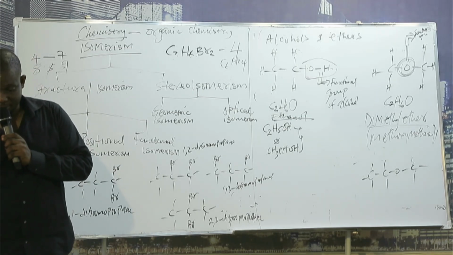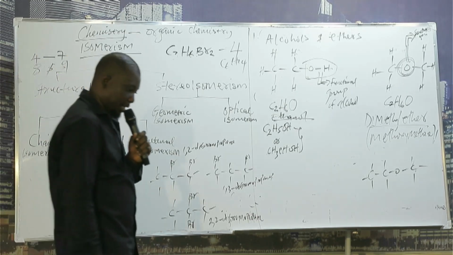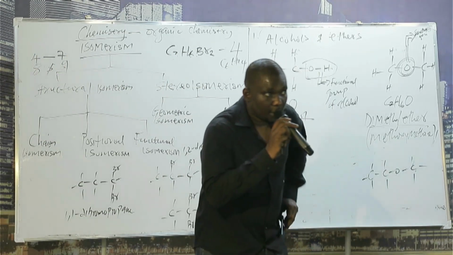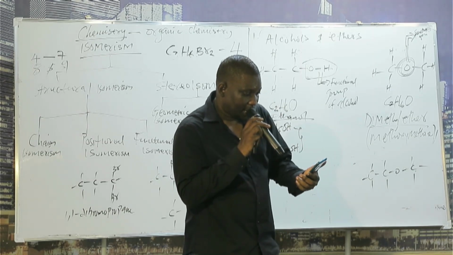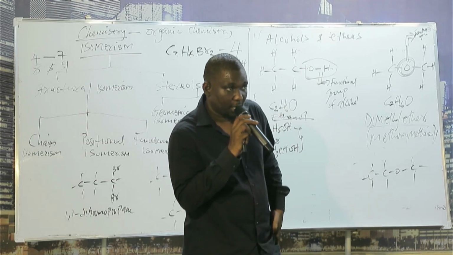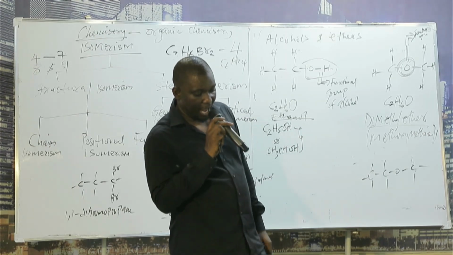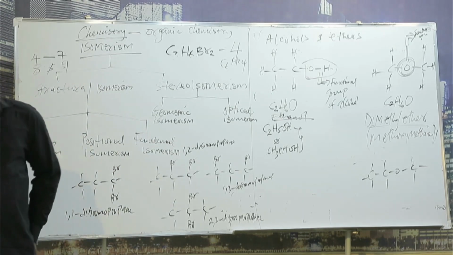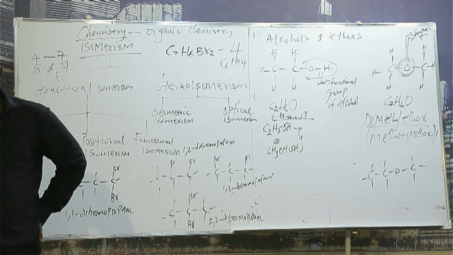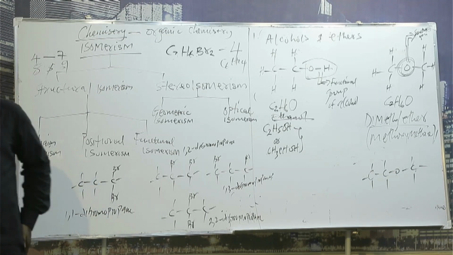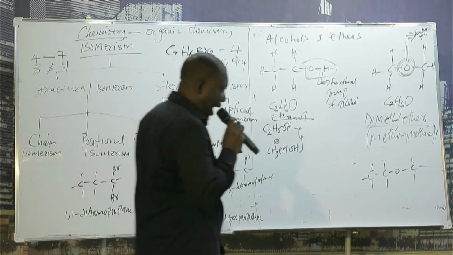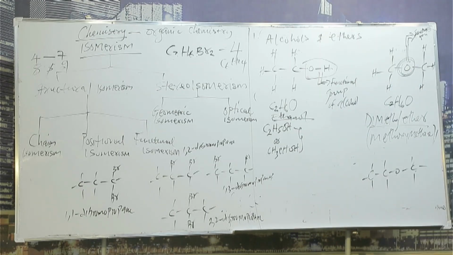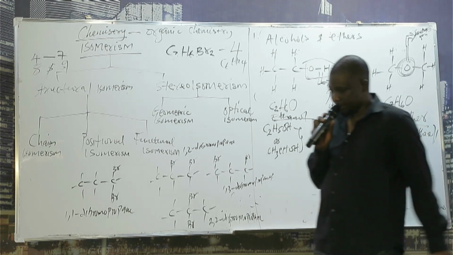Well, let's start number 2 now. Number 2. Alkanals and alkanones are functional group isomers.